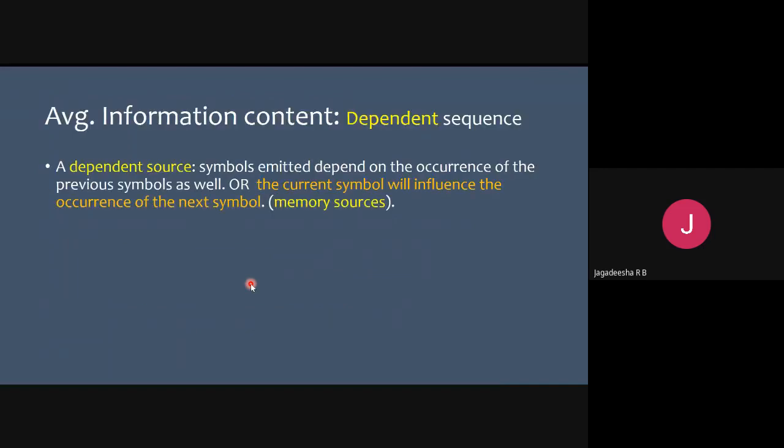The first concept is the average information content of a dependent sequence. In a dependent source, the symbol emitted depends on the occurrence of the previous symbol as well. That means the current symbol will be influenced by the previous symbol. So this is called a memory source. It remembers what the previous symbol was, and accordingly generates the current symbol. That means its probability of occurrence will be decided by the previous symbol. So it's called a memory source, or a Markov source.